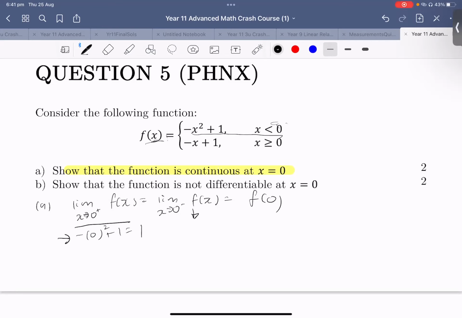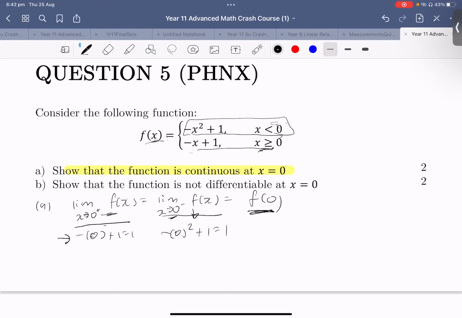Now what's this value? This is when x is just a little bit less than 0. Oh crap, okay, I got that mixed up. For this one, I was meant to use the other equation, right? That was my bad, because it's when x is a little bit greater than 0. So minus 0 plus 1 is 1. Now for this one, I use the first equation. So when x is just a little bit less than 0, it's going to be minus 0 squared plus 1, which is just 1.